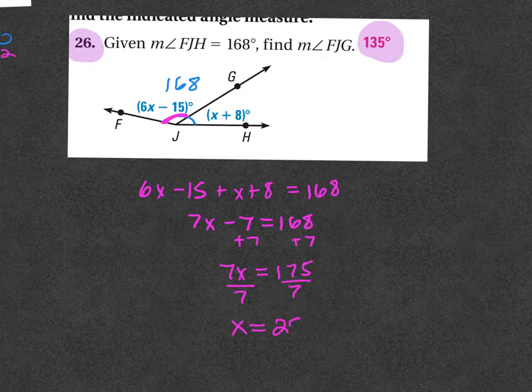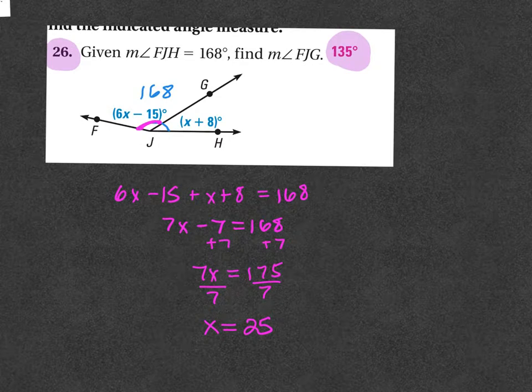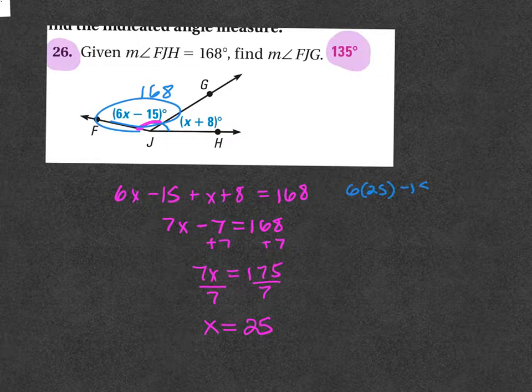X is 25. And then it wants you to find FJG, which is this one. So I'm going to take it, plug it back in. So that's 150 minus 15, or 135.